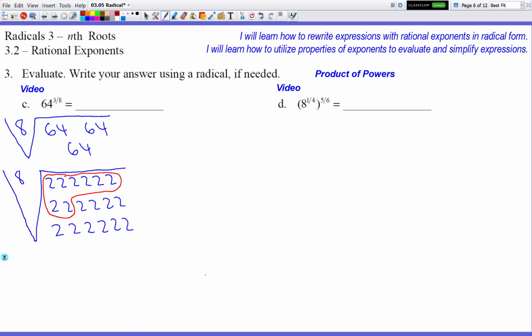Then I am going to circle some more. Let me circle 8 more 2's. So I've got 8 2's right there, and I have 2 sets of 8 2's circled. That means 2 2's are going to jump on the outside. So 2 times 2 on the outside, and I have 2 squared on the inside.